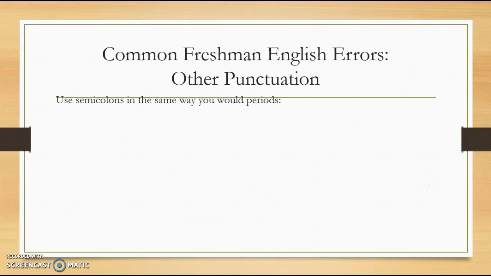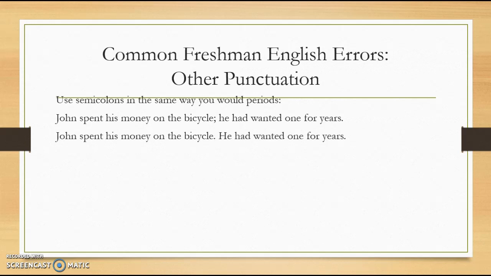Other punctuation, semicolons. You use them where you would use a period to separate two complete clauses. John spent his money on the bicycle. He had wanted one for years. You could do the same. You could separate it and capitalize he. The reason you would use the semicolon is if you're wanting to continue a thought between sentences, if they are really closely connected and you want to hang on to the thought.